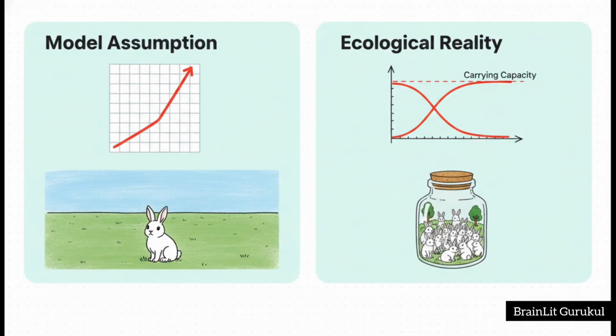Let's tackle that first one head on. The model says prey can just grow forever, exponentially. But in reality, there's always a limit. A forest can only support so many deer. A pond can only support so much algae. That's called the carrying capacity, and it means real growth is logistic. It starts fast, but then it always levels off.